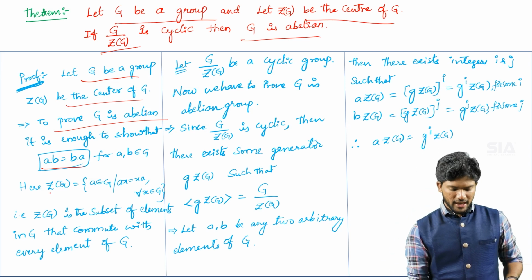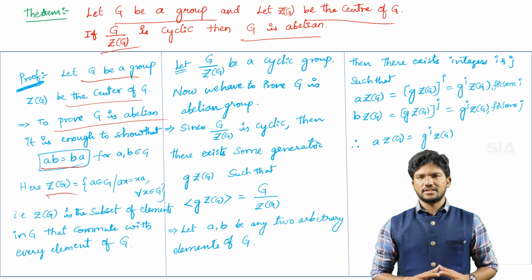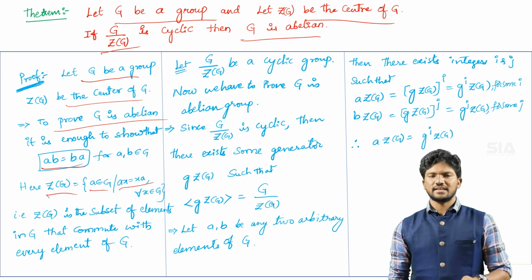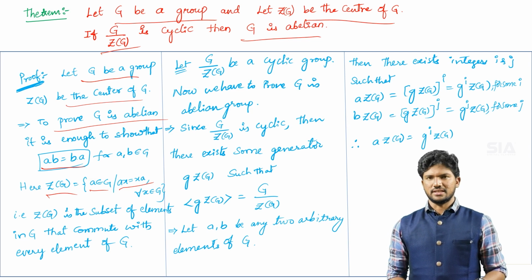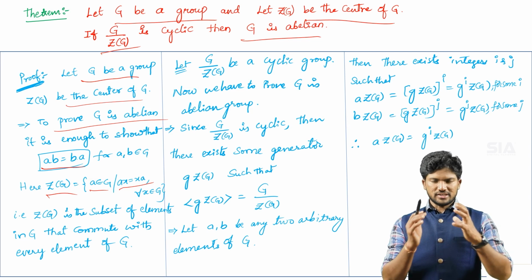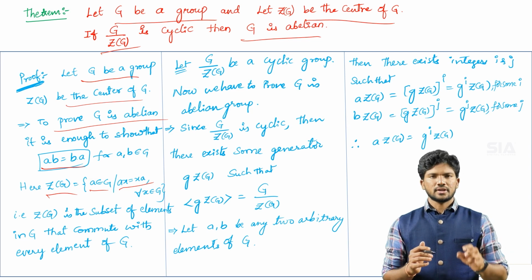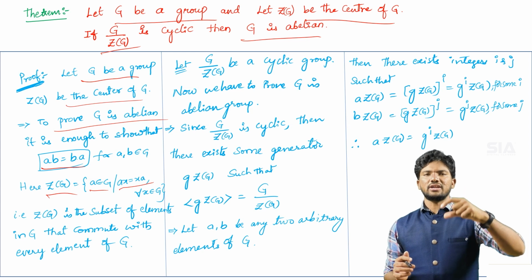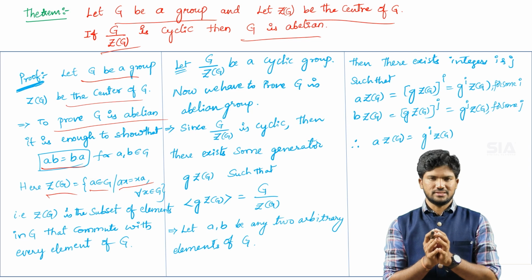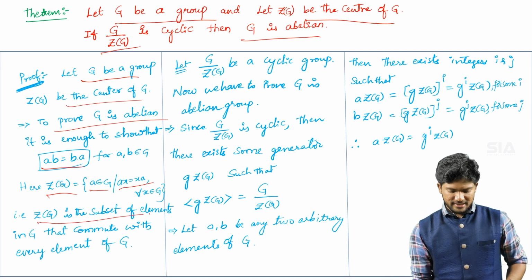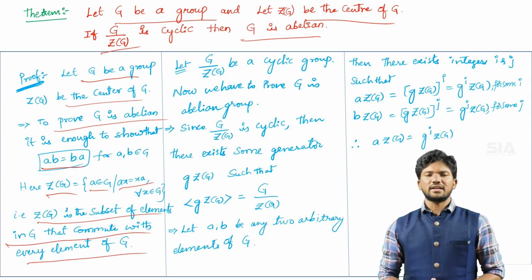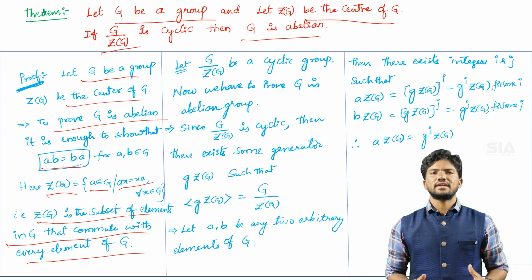Therefore the center of the group capital G, Z of G, is equal to the set of small a belonging to capital G such that ax is equal to xa for all x belonging to capital G. This is the equation for the center of the group. That means first we take one element in capital G, and with that element we check the commutative property with each and every element in the group capital G. Then that condition is called the center of the group capital G. So Z of G is the subset of elements in capital G that commutes with every element of capital G.